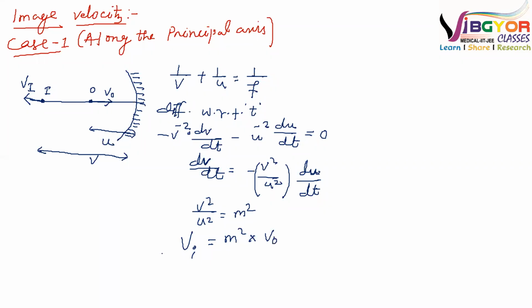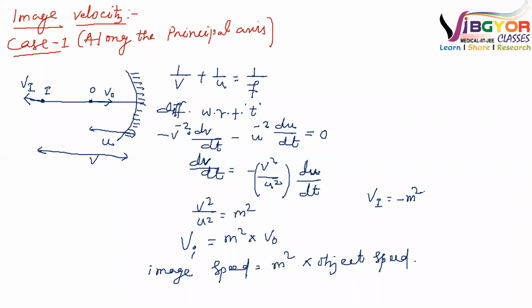That means the relation becomes: image speed is equal to m square times object speed. That means velocity of image is equal to minus m square times velocity of object. So in case of a spherical mirror, if the object velocity is given and you know the magnification, then you can say at what rate the velocity of image will change.